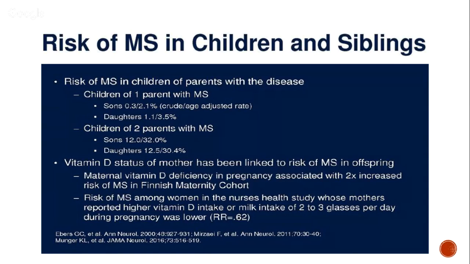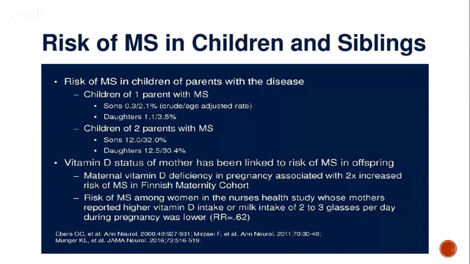So that is more from a recent paper. Maternal vitamin D deficiency is associated with a 2 times increased risk of multiple sclerosis in the offspring, in the Finnish cohort that they looked at. And also the Nurses' Health Study looked at people who took vitamin D or milk intake. Now this was not like a randomized control or anything. It just looked at reported data for vitamin D intake or drinking 2 to 3 glasses of milk.